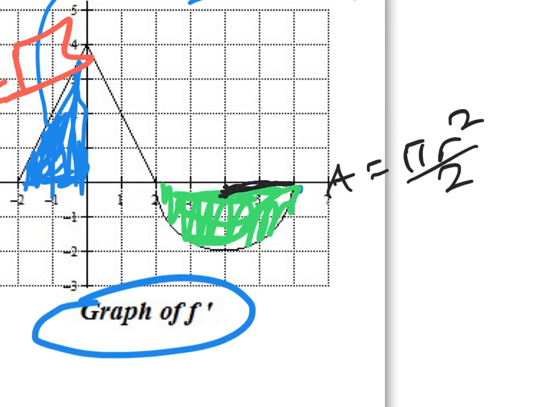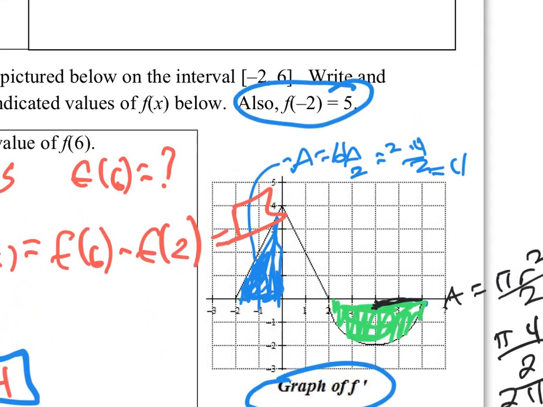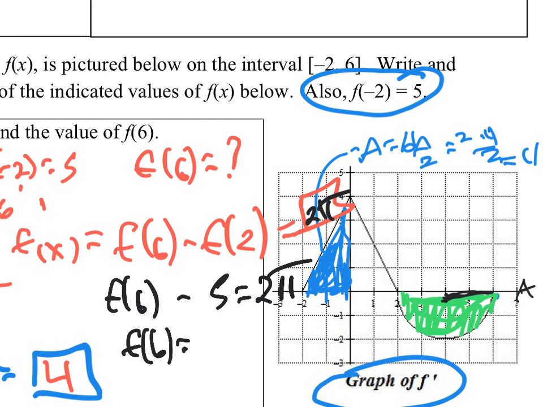Pi times 4 divided by 2 is how much? 2 pi, isn't it? So all of this is equal to 2 pi. F of 6 minus a 5 has to be 2 pi. F of 6, oh, how did I do the whole thing? Is 2 pi plus 5.